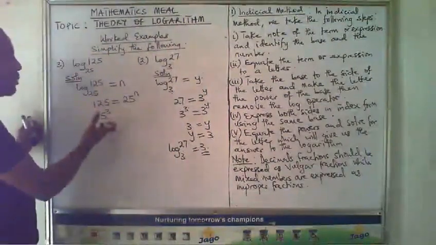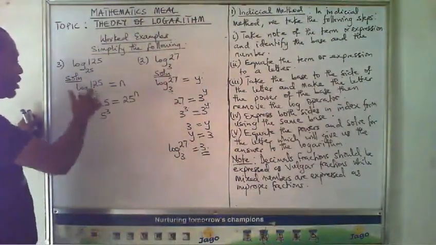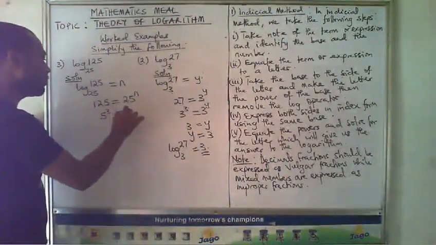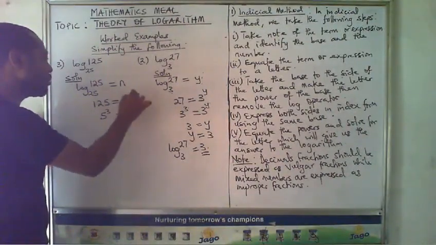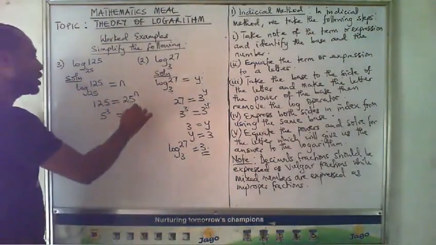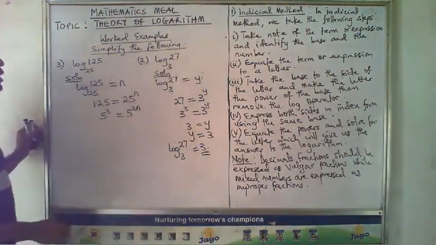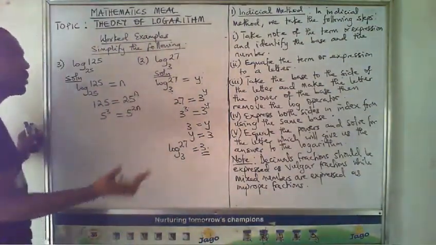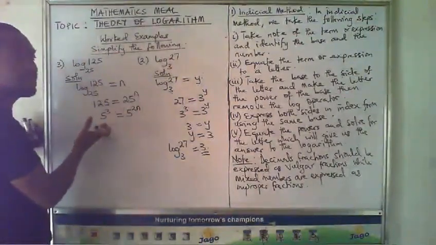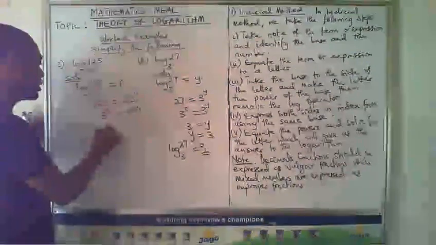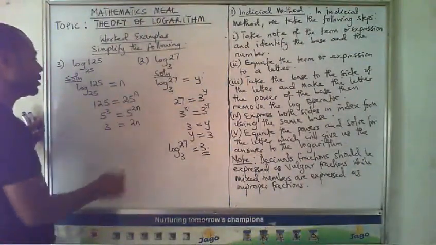We know how we come about this. 5 times 5 times 5, when you divide continuously by 5. And 25 is 5 raised to power 2. Remember, we have n here already. So 5 raised to power 2n now. Now they said equate the powers. Why are we equating the powers? The bases are now the same. So we equate the powers since the bases are the same. So we have 3 is equal to 2n.